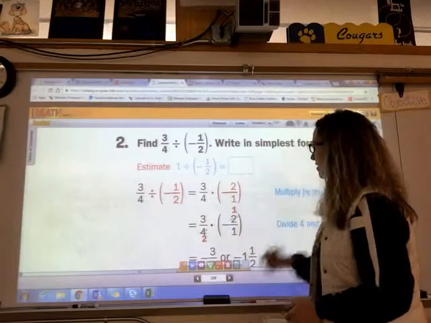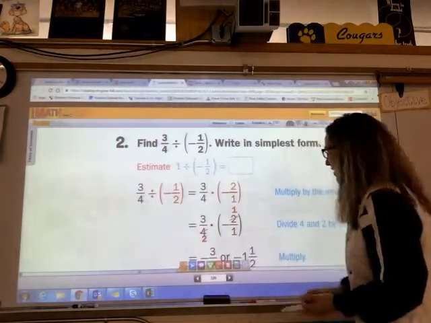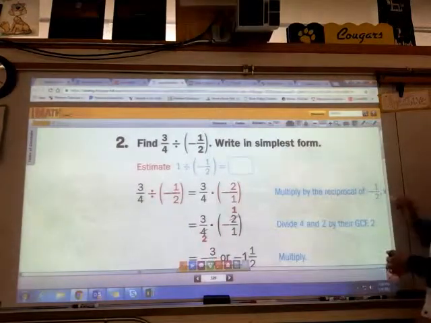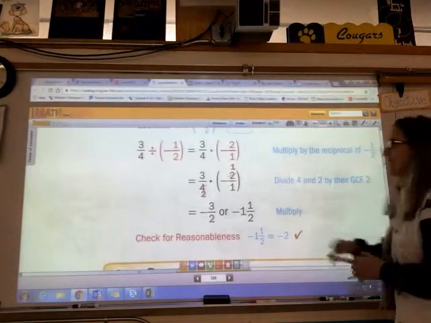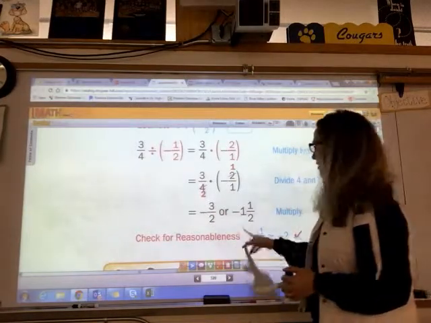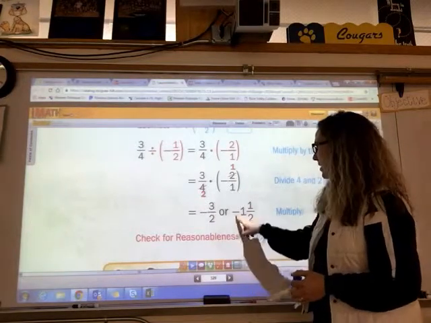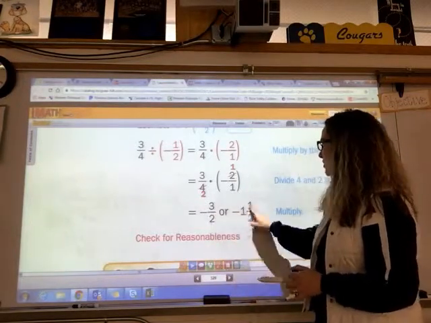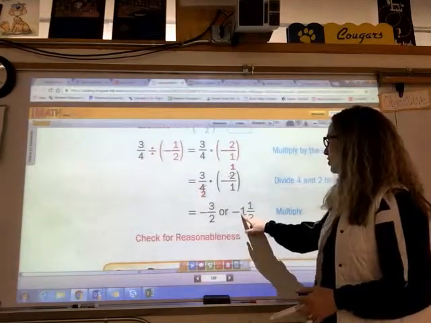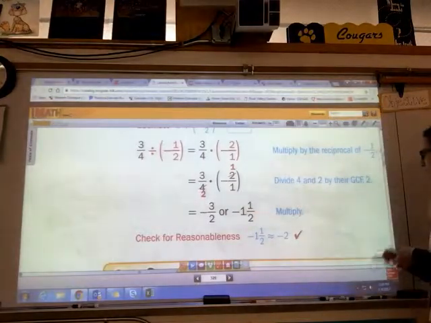Can't cross reduce there. So now I'm taking 3 times -1, which would give me a -3. 2 times 1, which would give me 2. So I end up with -3 over 2. Again, we want to simplify that out or rewrite it as a mixed number. So 2 goes into 3 once, and again we have the negative. 3 minus 2 is 1, so -1 and 1/2. I can check it. 2 times 1 is 2, plus 1 would be 3, so I have -3 over 2.